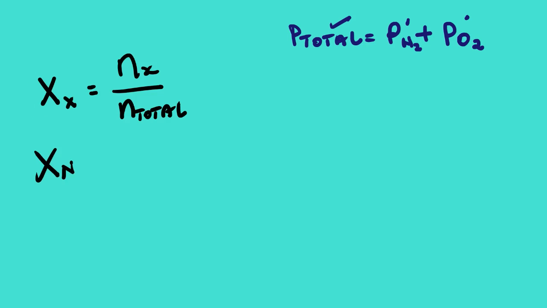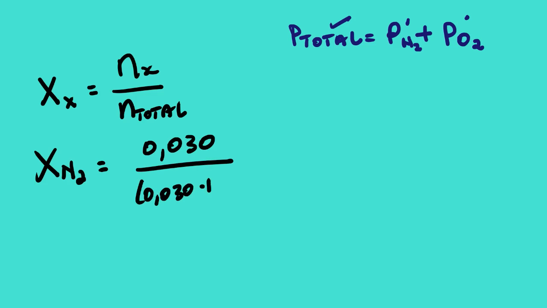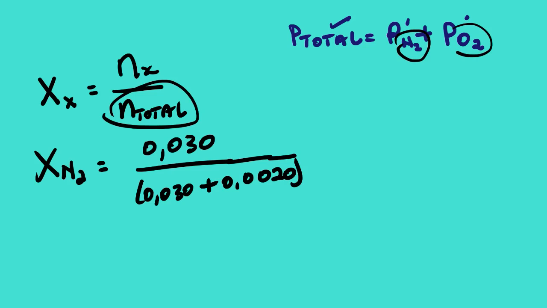So for X N2, it's equal to the number of moles of nitrogen, 0.030, divided by the total. It will be 0.030 plus 0.0020. That is the total number of moles, the total number of nitrogen and oxygen. So we get that the mole fraction of nitrogen is equal to 0.94.